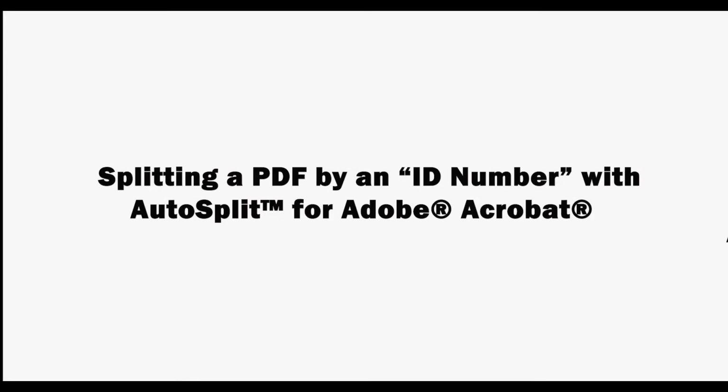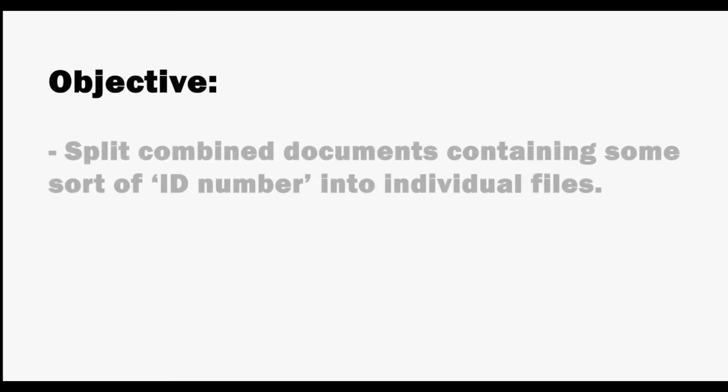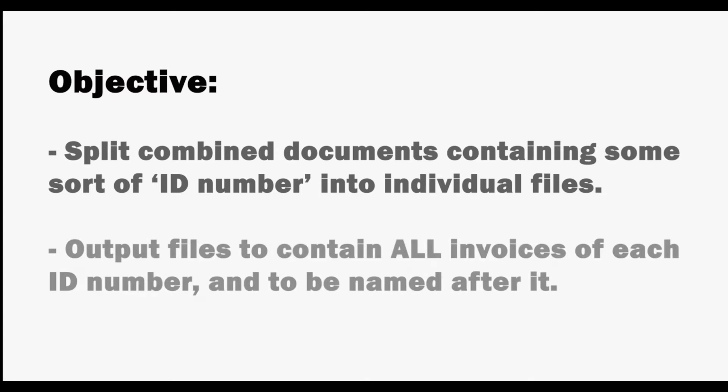In this video, we'll look at how to split a PDF by an ID number with the AutoSplit plugin for Adobe Acrobat. This method is ideal for when you want to split combined documents containing some sort of ID number into individual files. In the example we'll use here, each output file is to contain all invoices from each ID number and is to be named after it.